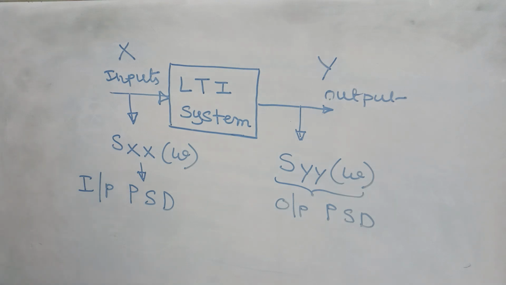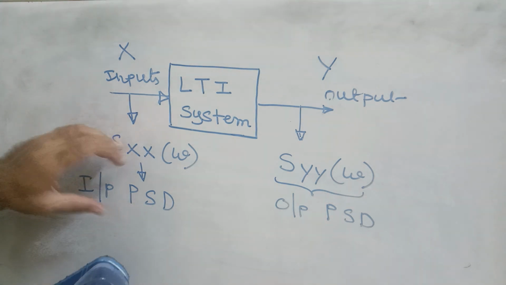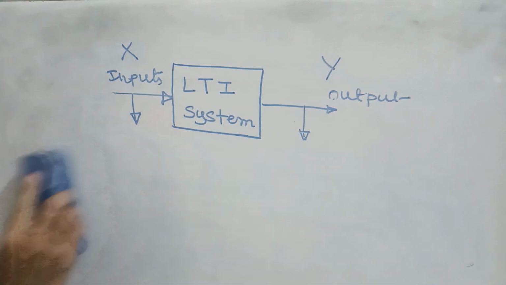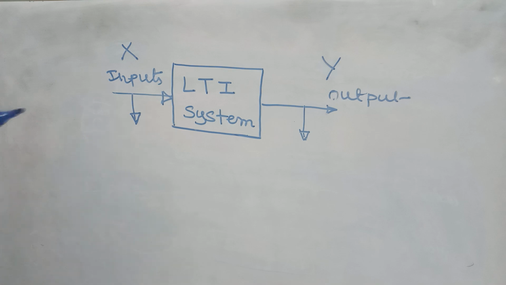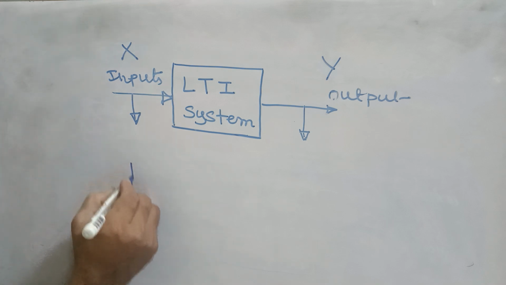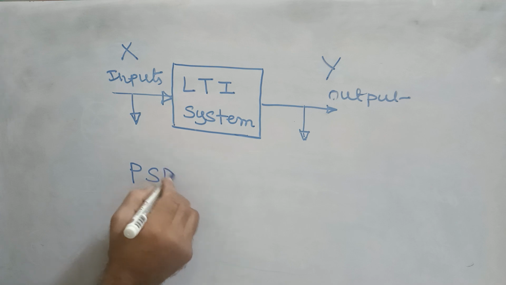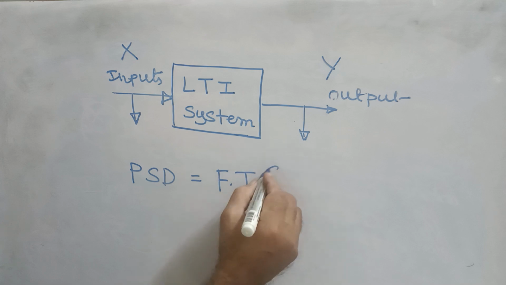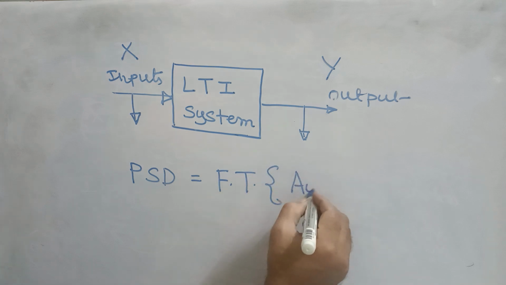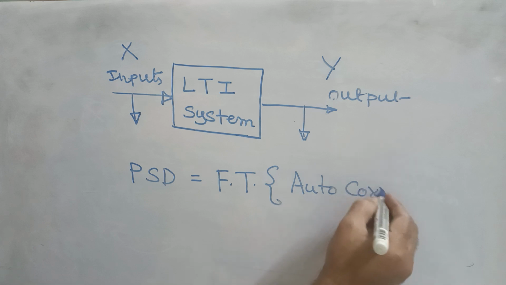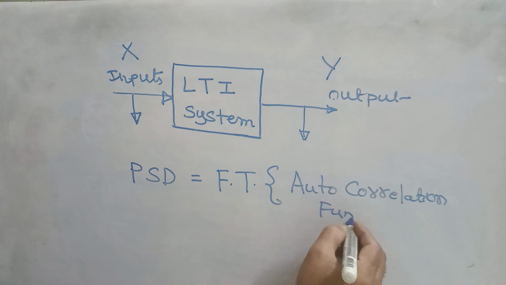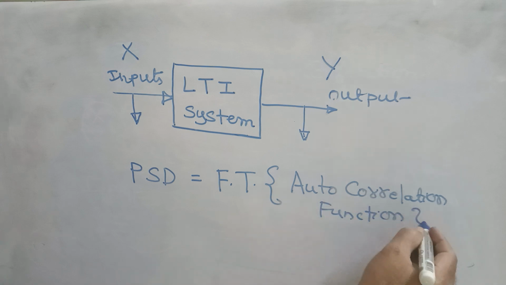Now I am going to give you the relation between the power spectral density and the autocorrelation function. Very, very important point here. Remember, the power spectral density, PSD, is equal to the Fourier transform of your autocorrelation function. Remember this, very, very important.